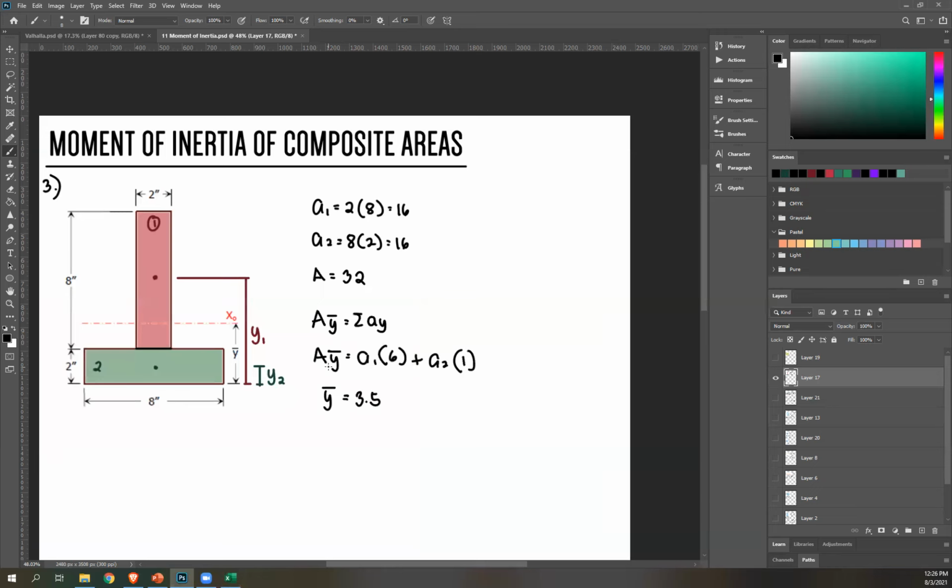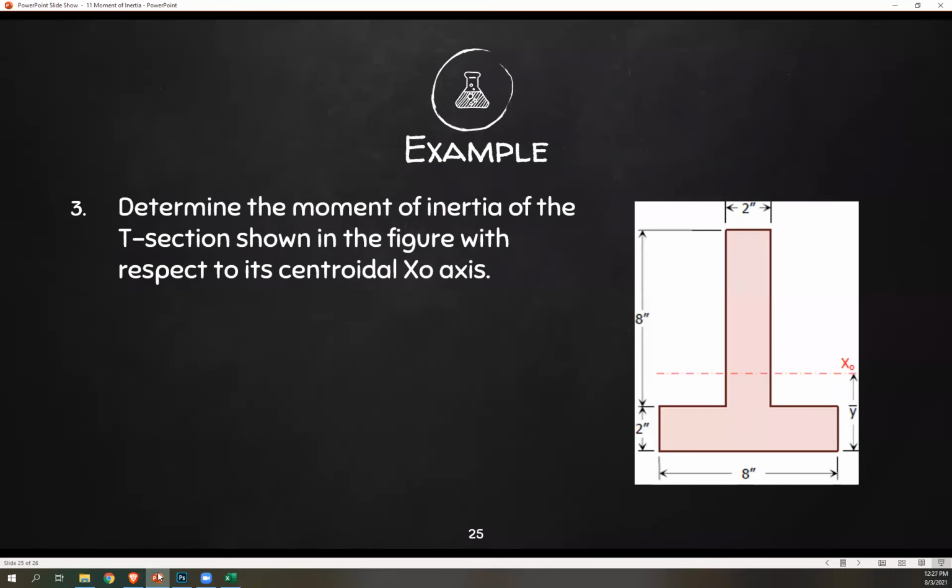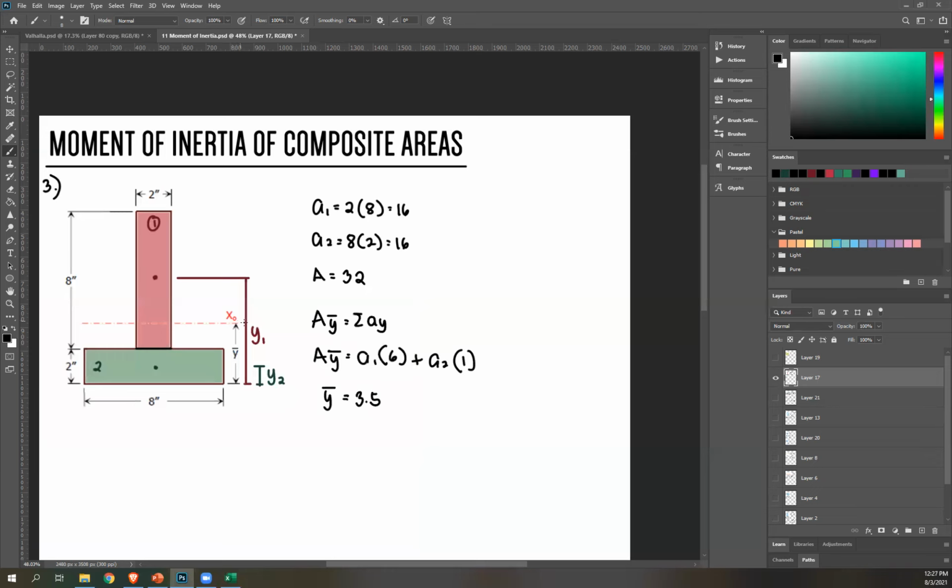Okay. And that's not what we're looking for as our final answer. We're looking for moment of inertia. So specifically about X sub O axis. And X sub O is here. So moment of inertia about this line. So IXO. So our shapes and the centroids of those shapes don't fall on your centroidal axis. Meaning, again, we're going to use parallel axis theorem. So that would be summation, since there's two shapes, summation of I x bar plus AD squared.